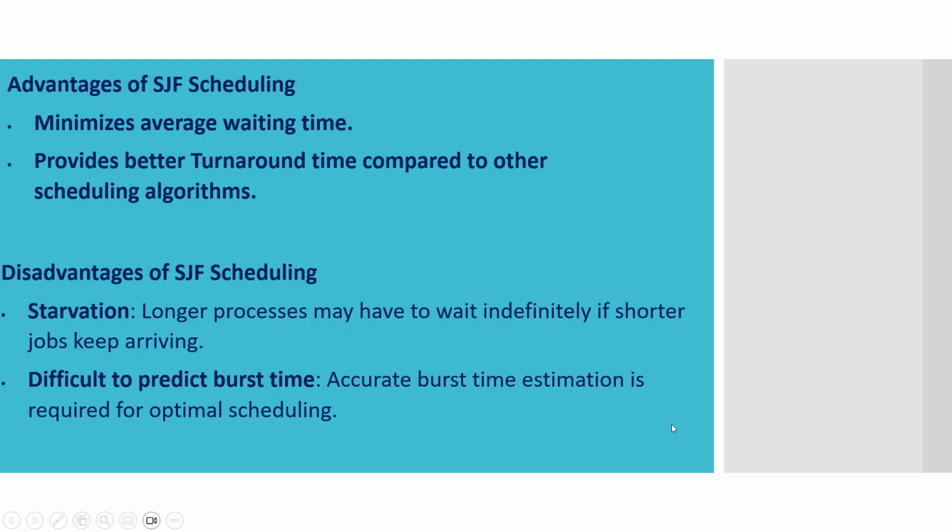Generally, this SJF scheduling algorithm is used in batch processing systems where burst time can be estimated. It is suitable for short interactive tasks where quick response time is needed. In short, SJF is an efficient scheduling algorithm that minimizes waiting time but may cause starvation.